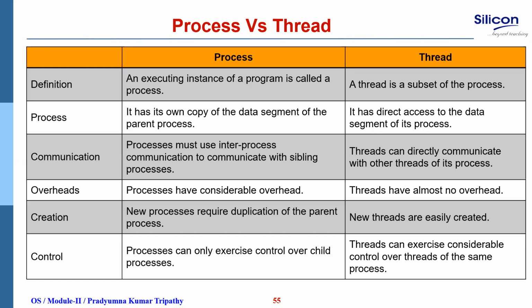If you think of control, processes can only exercise control over child processes. So a process has control over its child processes only. In threads, the threads can exercise considerable control over threads of the same process. So inside a process, if I have 5 threads running, one thread can have control over the other threads of the same process.